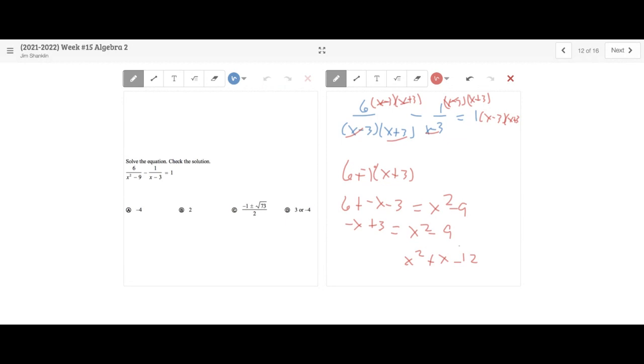Two numbers that multiply to negative 12 and add up to 1. That's going to be 4 and negative 3. So x plus 4, x minus 3. So x equals negative 4, or x equals 3. Now, 3 is an extraneous solution. Right, excellent. So if 3 is an extraneous solution, the only solution here is negative 4.